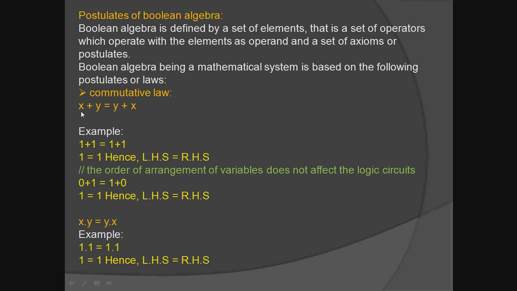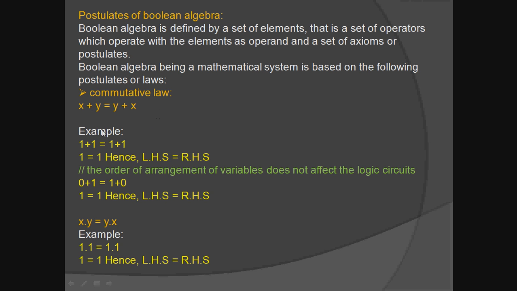It proves that the order of arrangement of the variables or operands does not affect the design of the logic circuits. Even if you change the order of x plus y to y plus x, it doesn't matter. With this example we shall see the proof. Suppose x and y are 1, so 1 plus 1. Y is 1 and x is 1, so you get 1 plus 1 equals 1 on both sides. I just made this short. You can prove the LHS and the RHS like that.